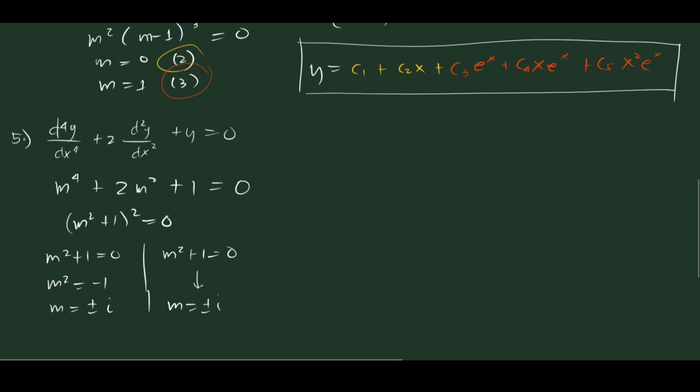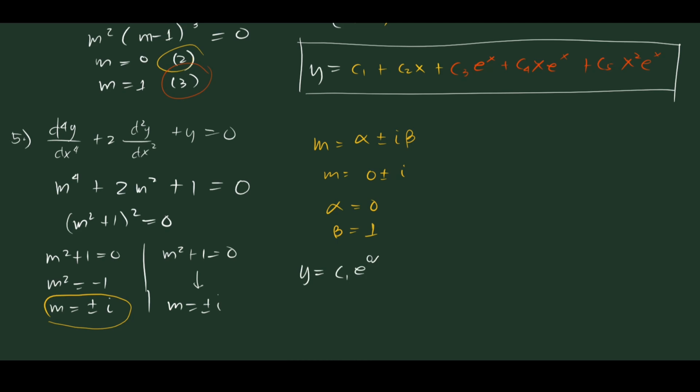Okay, so let us now recall the format for the complex root. So we have here m is equal to alpha plus or minus i beta. If we take a look at this first m right here, this is the same as saying m is equal to 0 plus or minus i. So our alpha here is equal to 0 and our beta is equal to 1. Now let us substitute this into the general solution of case 3. So we will get y is equal to c1 e raised to 0x, because alpha is 0, multiplied by cosine beta x. Since our beta here is 1, we get cosine x. And then plus c2 e raised to 0x again, times sine x. Okay, so if we simplify this, we get c1 cosine x plus c2 sine x, because e raised to 0x is equal to 1.